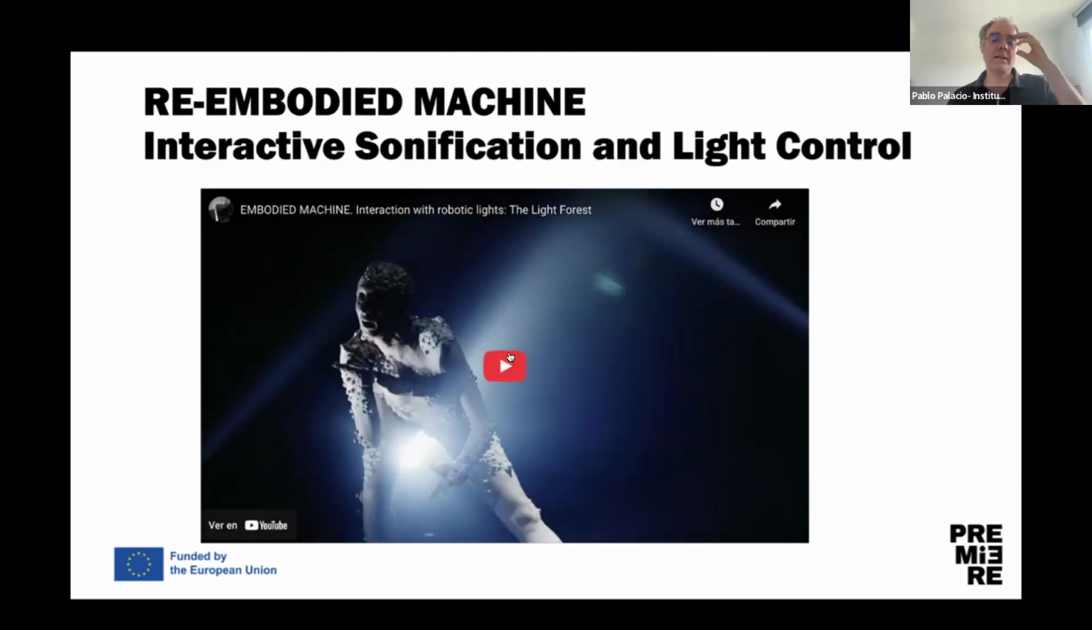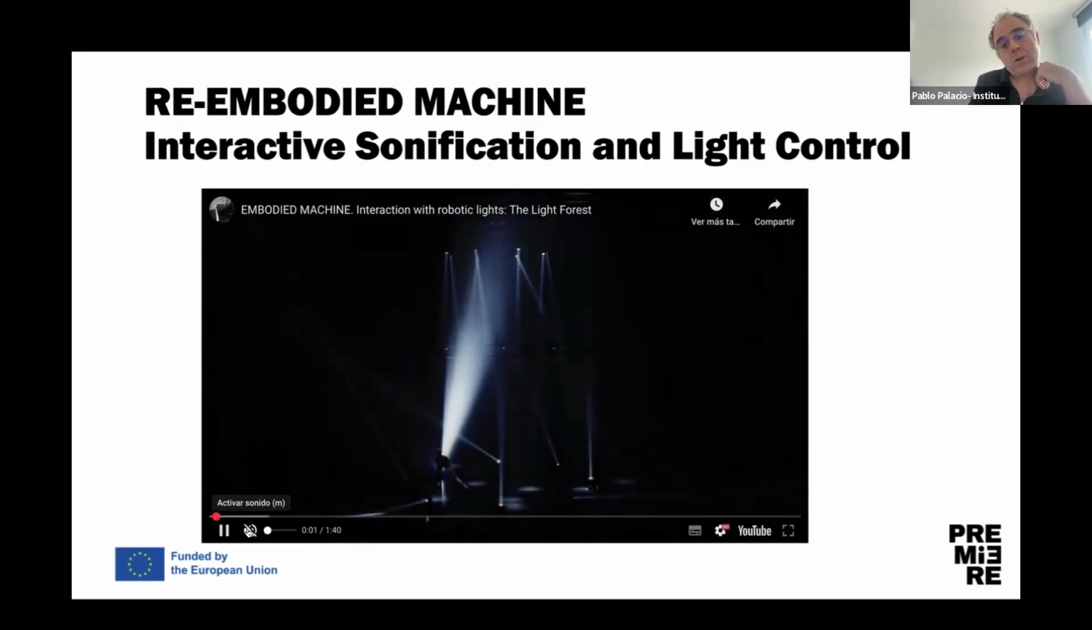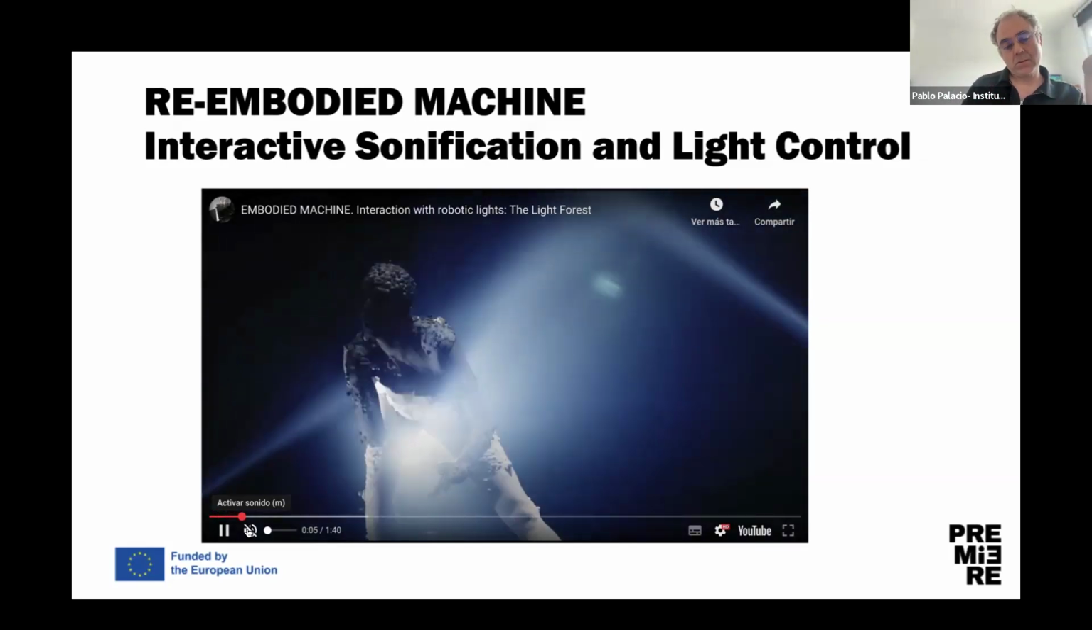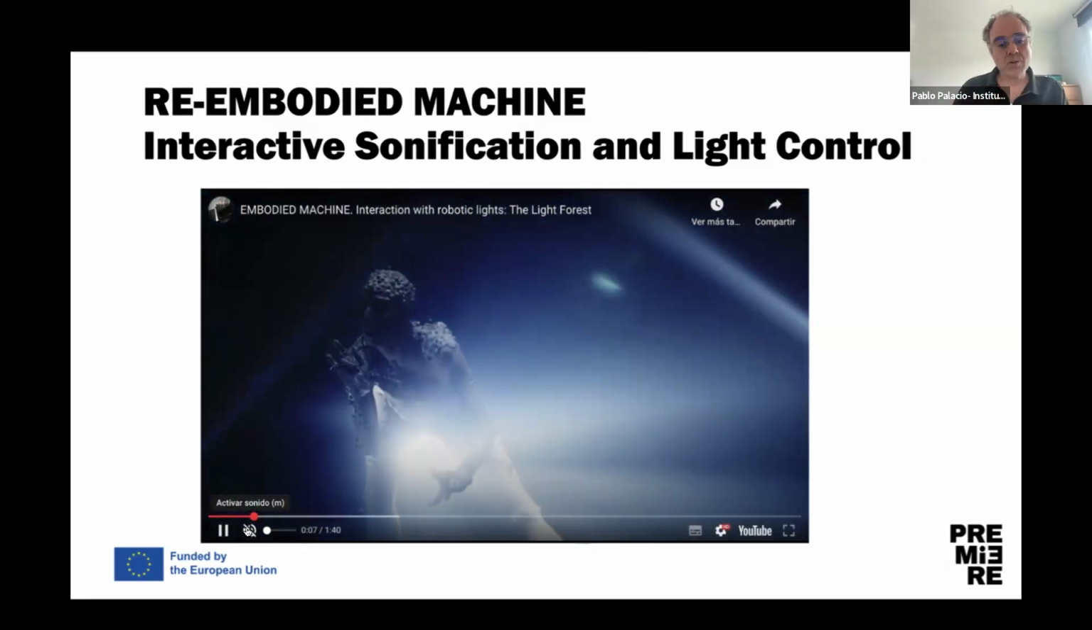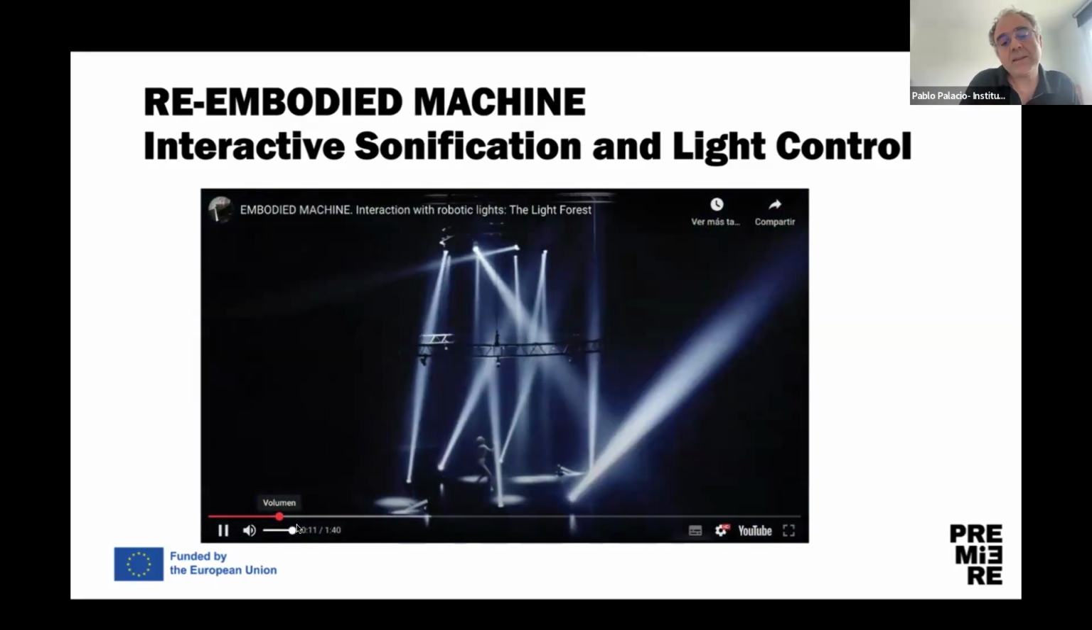Okay, and this is with the same sonification model that I showed in the demo, and how it can be combined with the movement of the light. The rotations of the dancer control the rotations of the lights, and also each body joint is associated to a synthesizer. So it's what we call a multimodal interaction.